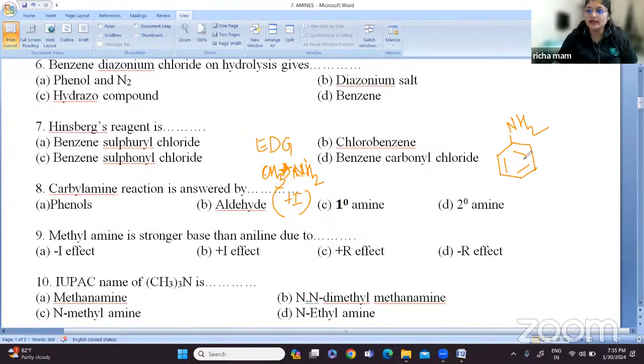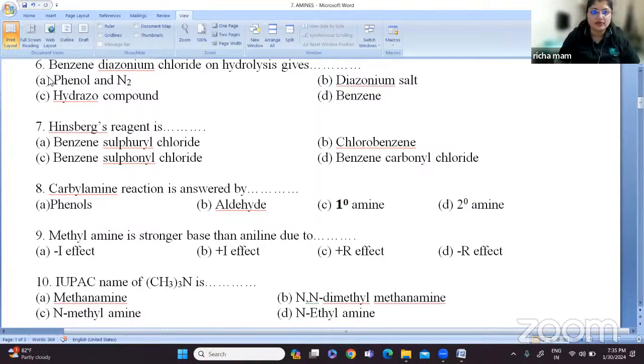And in this aniline, what will happen? Because of the minus I effect, this will withdraw electrons. Because of minus I and R effect, the electron density will decrease on the nitrogen atom. So this is the reason why methylamines are a stronger base than the anilines.